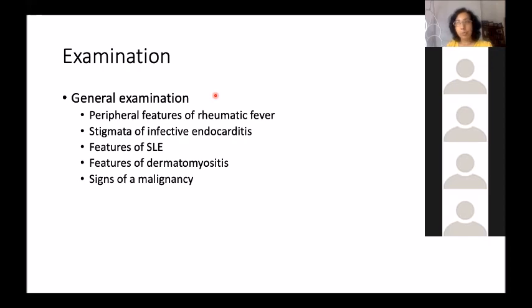Okay. So I will go through some important things that you need to examine if you come across a child with fever and polyarthritis. So it's important that you look for peripheral features of acute rheumatic fever. Right? So can anyone tell me the peripheral features of acute rheumatic fever?